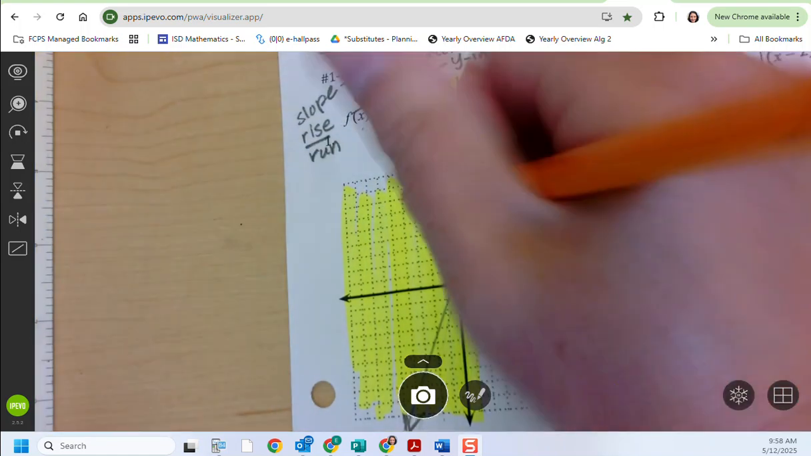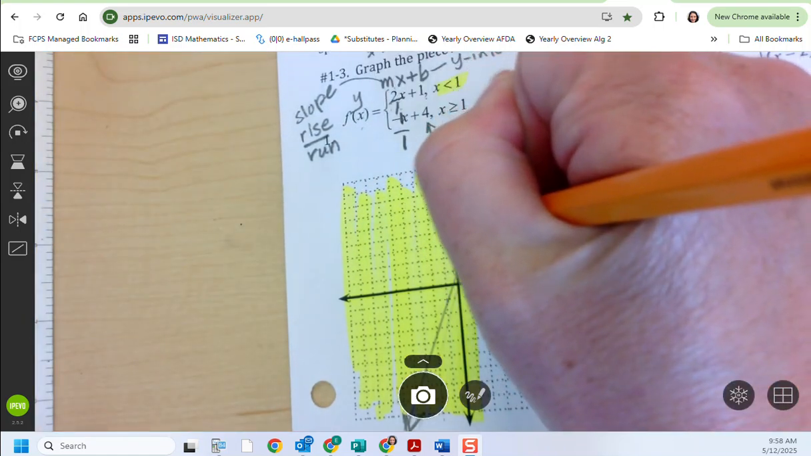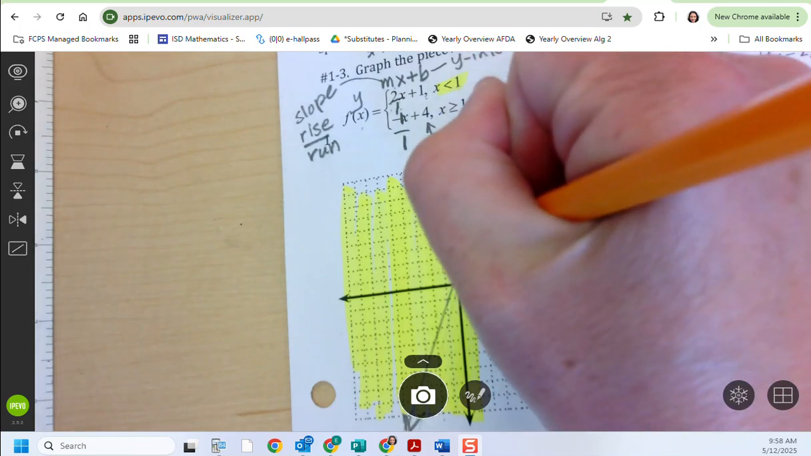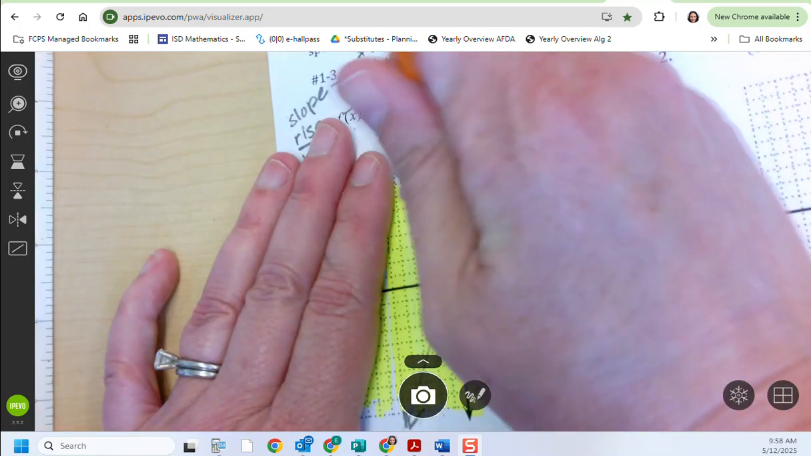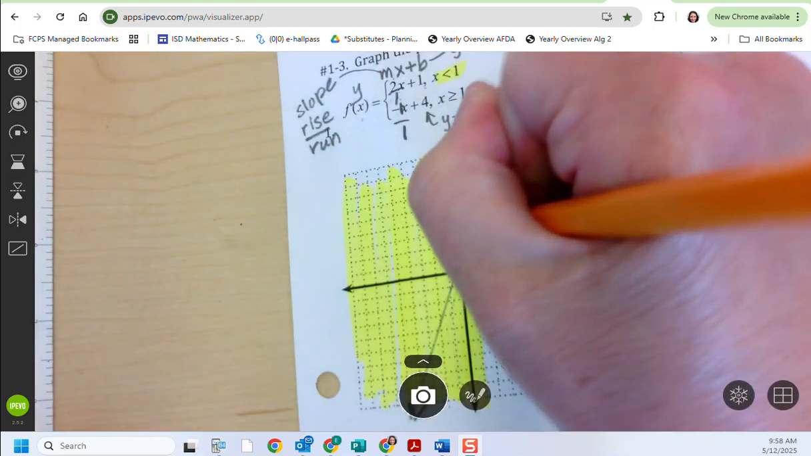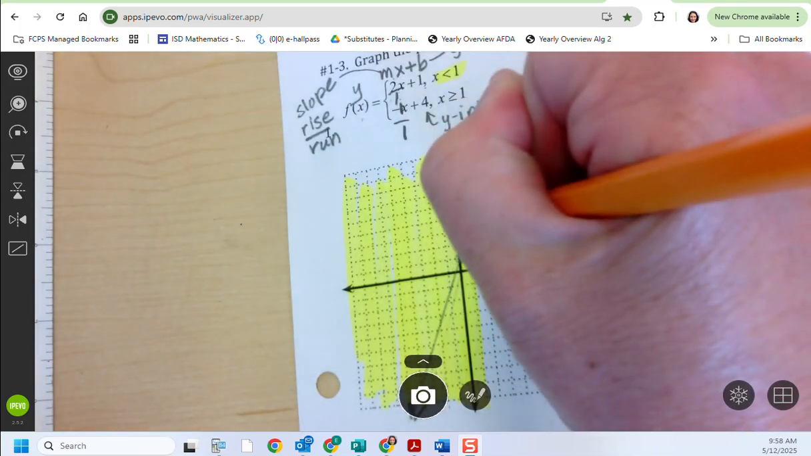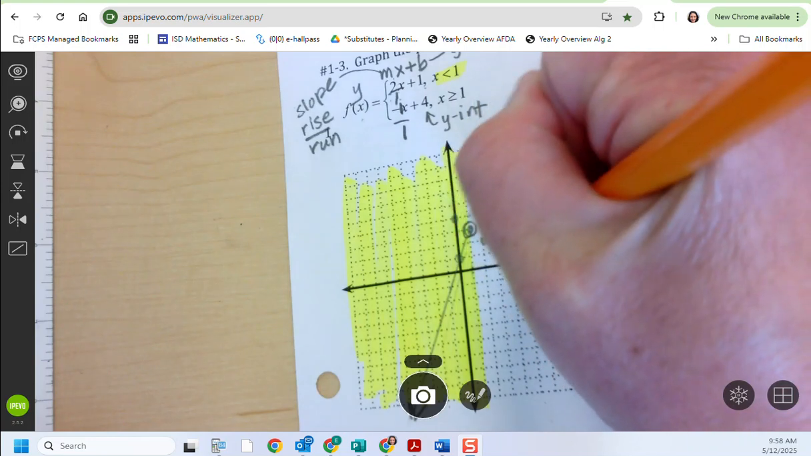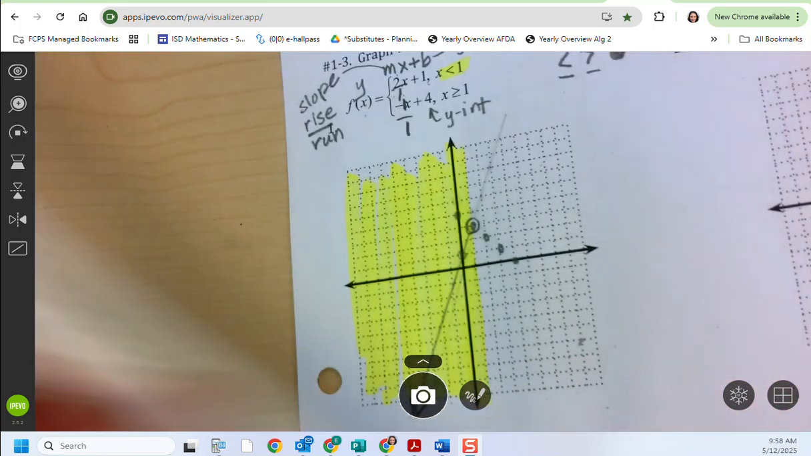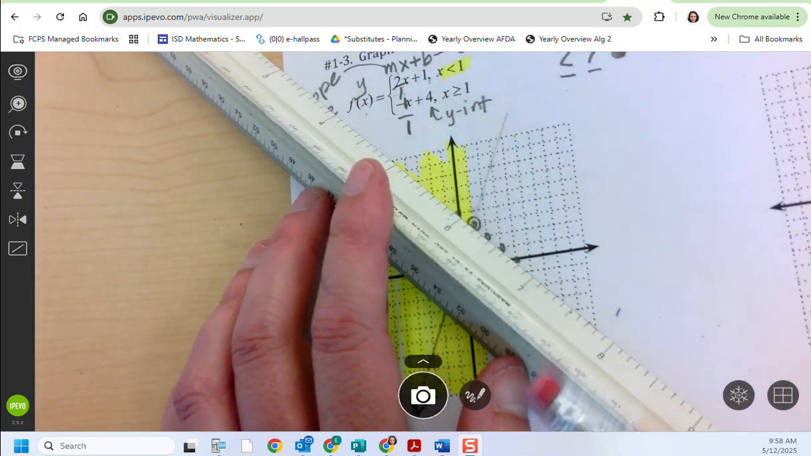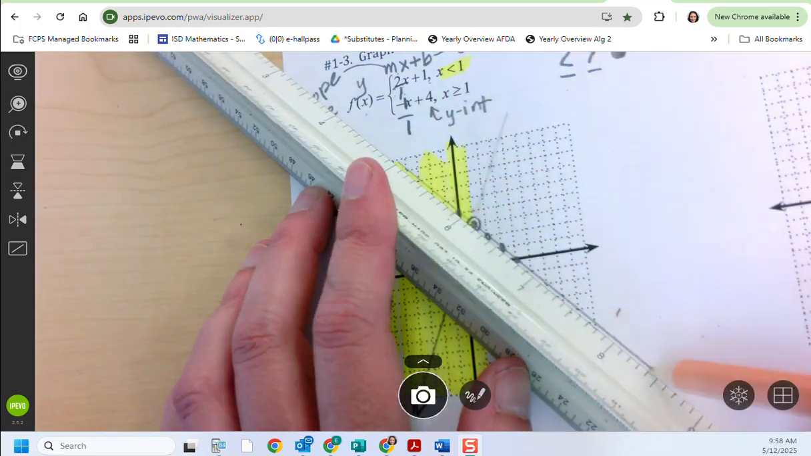So starting from 4, go down 1 and over 1. Did I go to 4? 1, 2, 3, 4. Oh, thank you. I was like, I'm off for sure. 1, 2, 3, 4. So starting at 4, I'm going down 1 and right 1. And I'm going to do several points to make sure I don't get off track. And then like that.